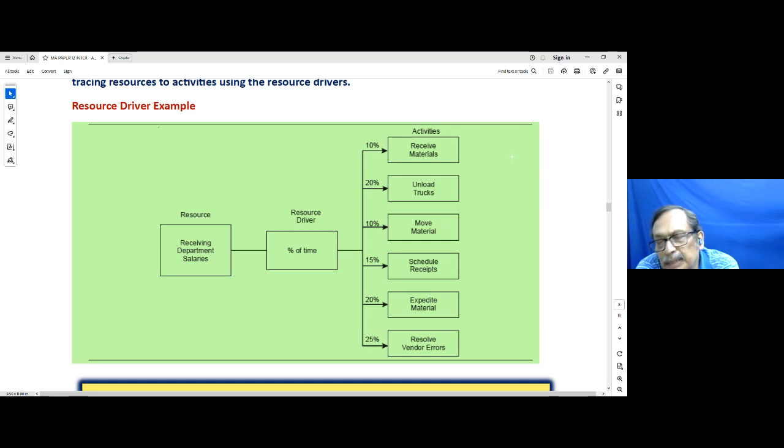Unload trucks 20%. Move material, say 10%. Schedule receipts, that is 15%. Expedite material 20%. And resolve vendor error. There might be certain errors by the seller or the vendor. Say it is 25%. So 100% is actually segregated into different activities: 10%, 20%, 10%, 15%, 20% and 25%, so that it is 100%.